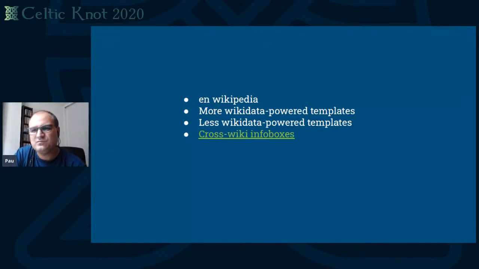There's an idea to have more Wikidata-powered templates in Catalan Wikipedia. For example, we have an infobox for airports that is still not Wikidata-powered. And also at the same time, to have fewer Wikidata-powered templates, because we have, for example, a template for albums, a template for songs, and a template for musical compositions. So we could merge all three in one, but there's still work to do. And there is the idea of getting cross-wiki infoboxes, like global infoboxes.